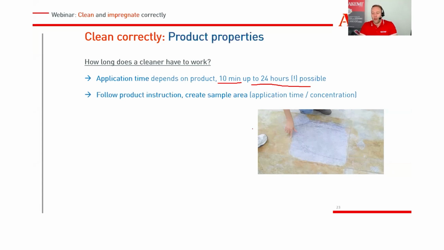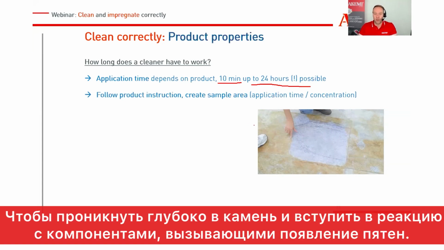So you cannot always wait that long to test on a full big area. So what we recommend, always make a small sample area. Especially if you don't know the stone, don't know your cleaner, if you have used it maybe for the first time, and you're not aware of what type of stain or how strong the stain really is, before you go on the big surface. So always follow the product instructions, but create a small sample area.